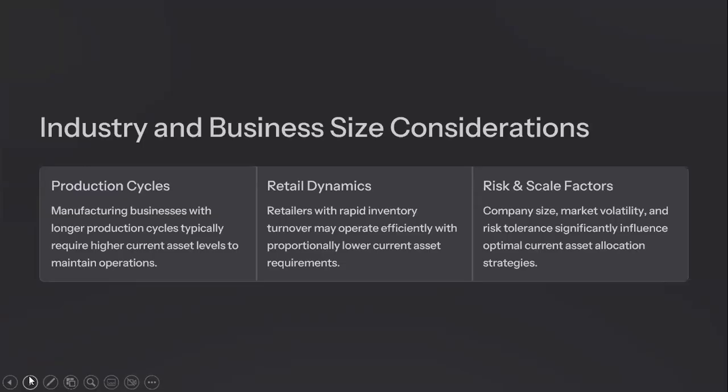So my nature of production, number of operational cycles, distribution network, company size, market volatility, risk tolerance, and allocation strategies for current assets and current liabilities will make an impact on my working capital. I'll wait one minute. Please read this slide.